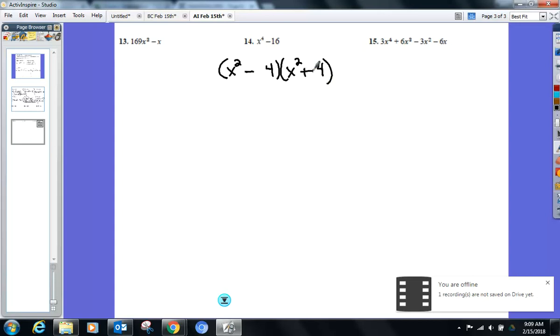Isn't this difference of two perfect squares again? Right? Perfect square difference. So what I'm asking you to do again is, yep, one more time. X squared minus 4.